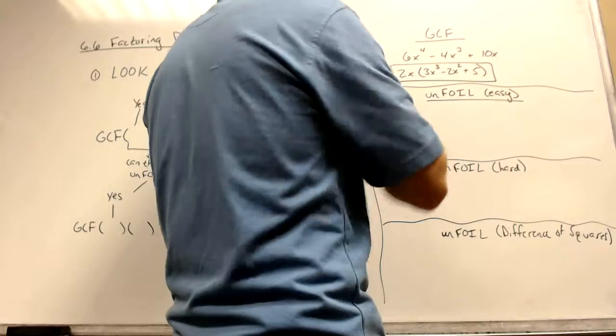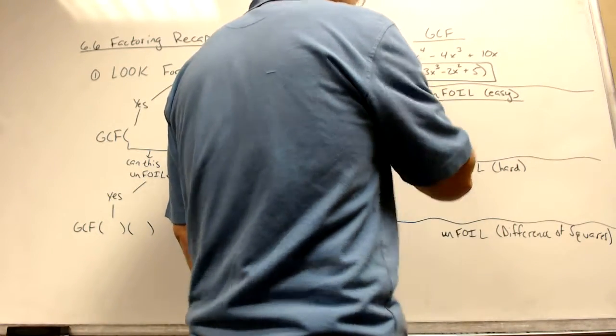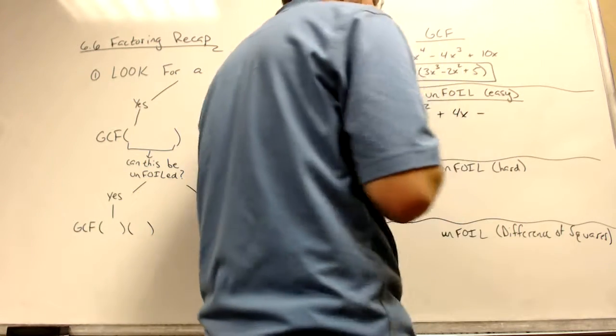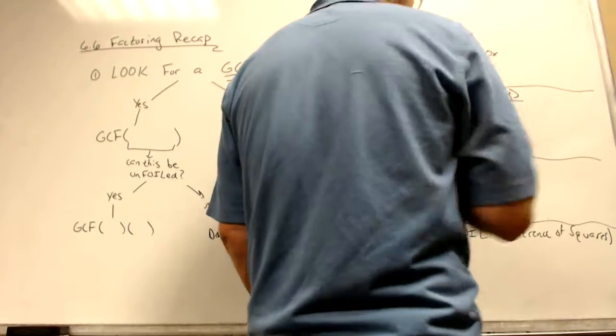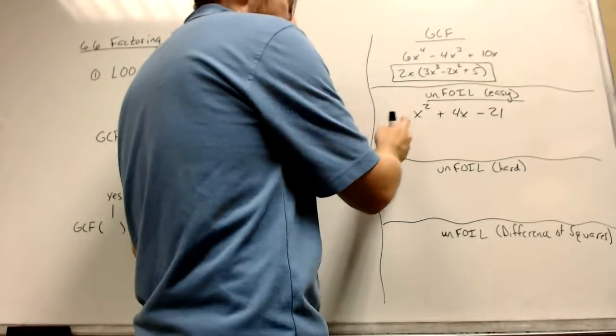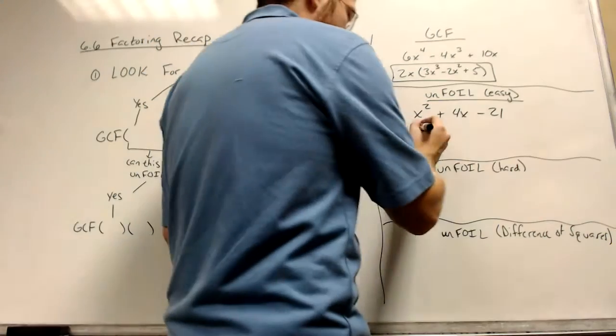So just a GCF here. All right, let's look at an easy unfoiling problem. Let's say x squared plus 4x minus 21. And I call this easy because there is no coefficient. Well, there is a coefficient, it's just 1. The coefficient of x squared is 1.